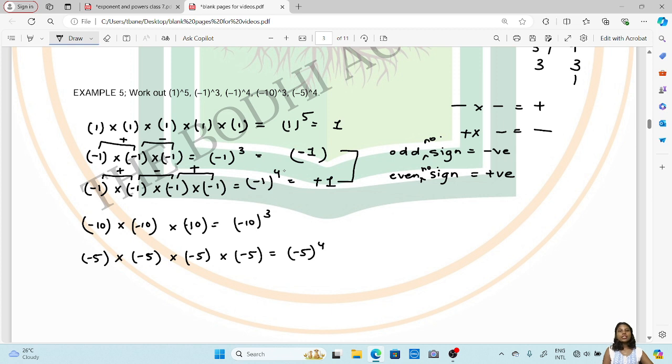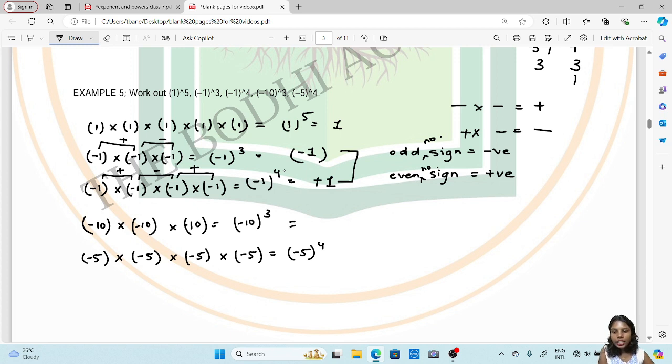Understood? So what has happened is that when you have a number with a negative sign, say that number has a power raised to an odd number, the final answer will always have a negative sign. Say now that the number is raised to an even number. In that case, the final answer will always have a positive sign.